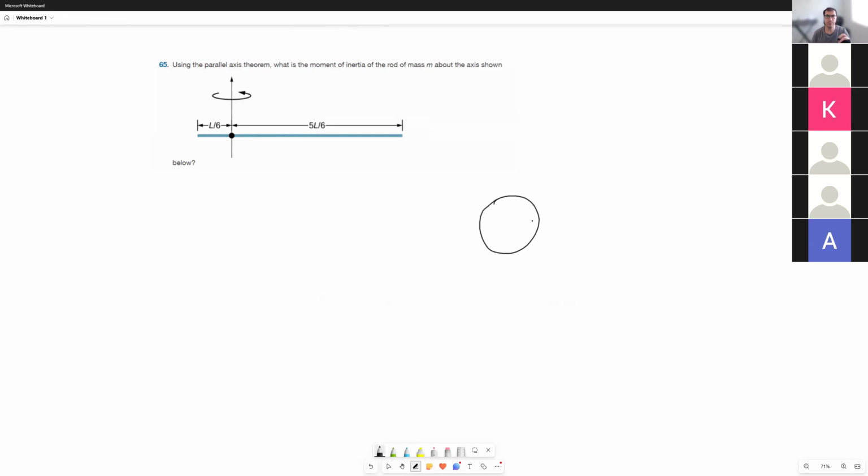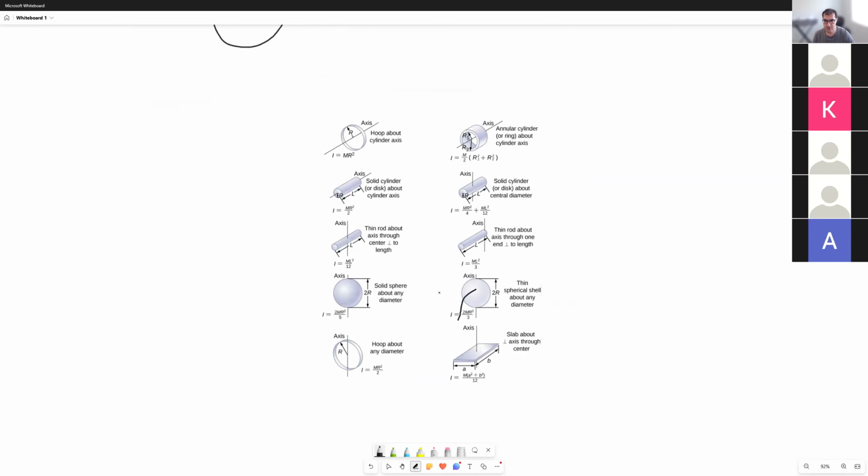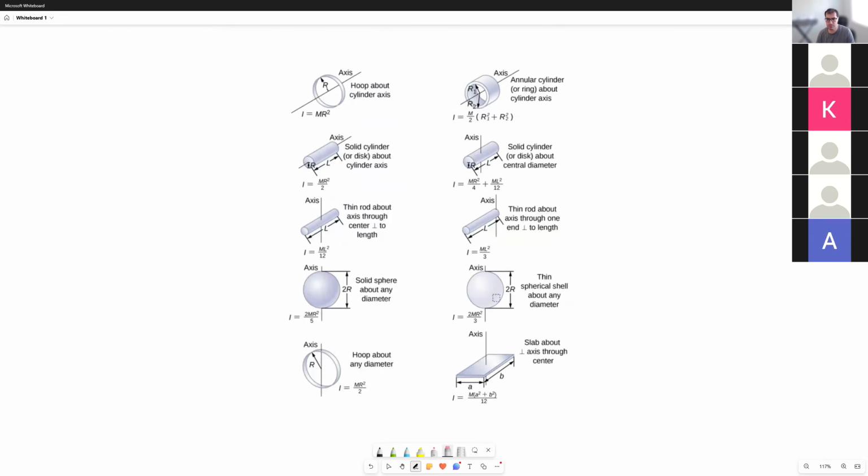How about I bring the table of moment of inertia from the textbook, which you will see in the exam. This is the table of moment of inertia that you're going to see in the exam. It's going to be in the equation sheet of the exam. It's given to you.